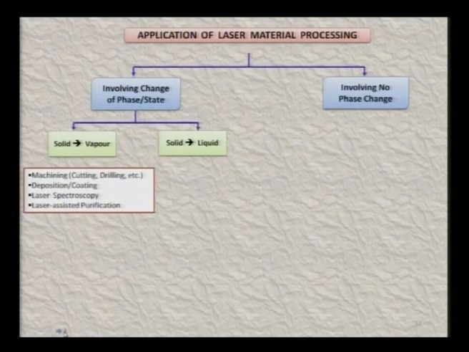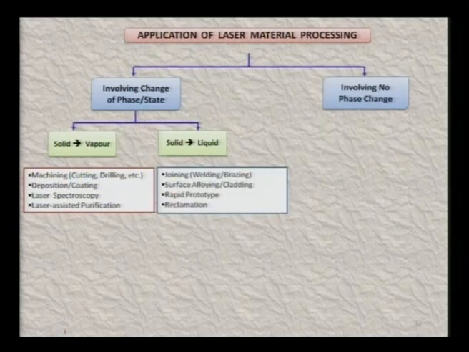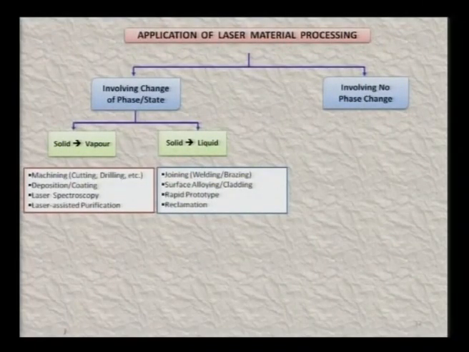Then deposition or coating, laser spectroscopy, laser assisted purification of the material. It also involves solid to liquid phase, which includes processes like joining processes. There are various kinds of joining processes which are done using the laser beam. That includes welding of the two parts in different ways or brazing of the two parts, surface alloying or cladding. Rapid prototyping is the one where laser beams are quite commonly used, and then reclamation is another application.